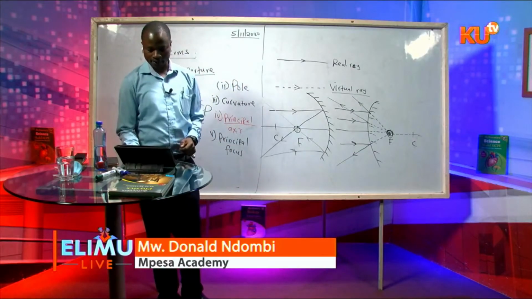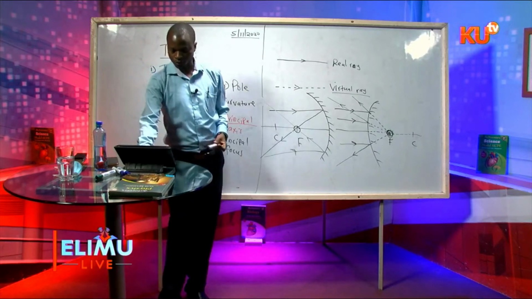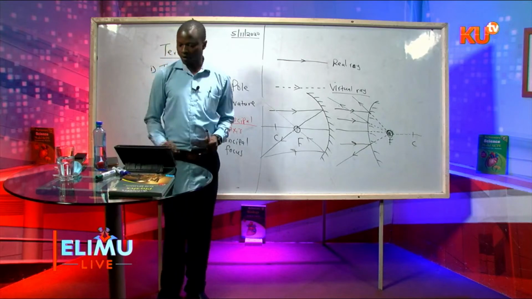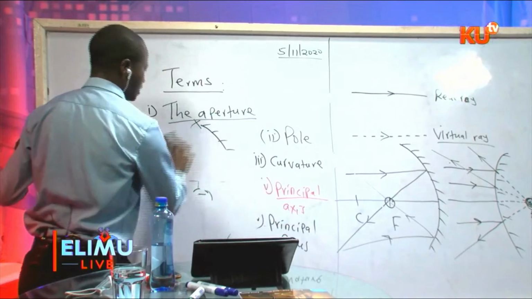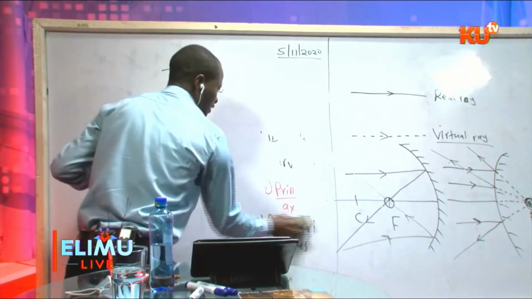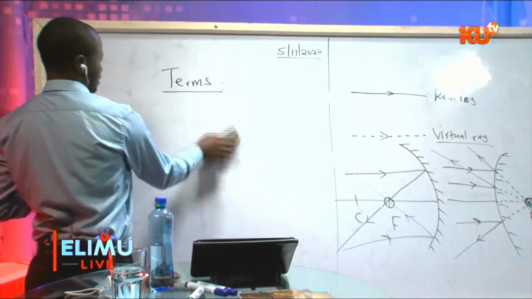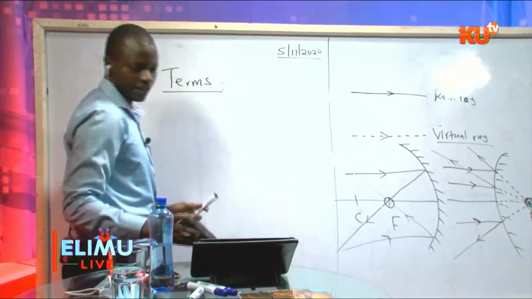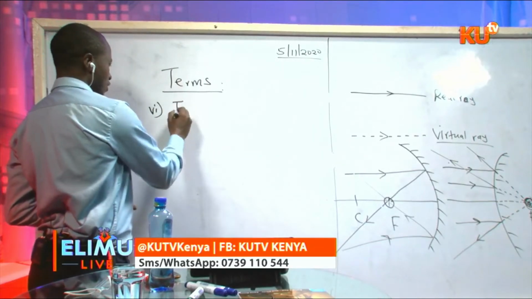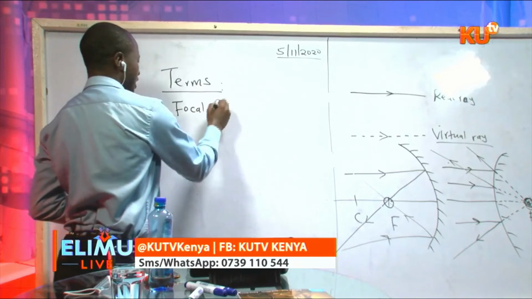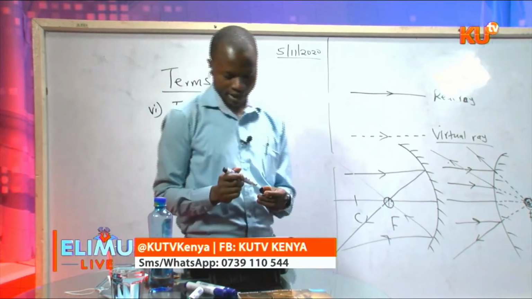Then, after knowing those terms, we need to have three more. The one called the focal plane, then another one called radius of curvature. So we have the next term, number 6. The next term is called focal plane. Focal plane. And what does a plane mean?